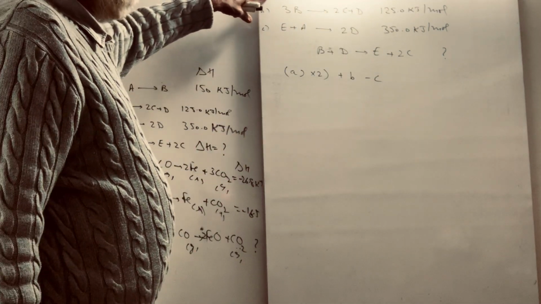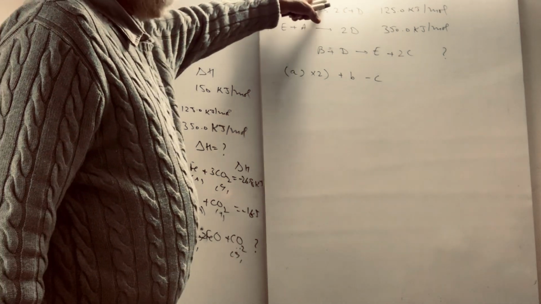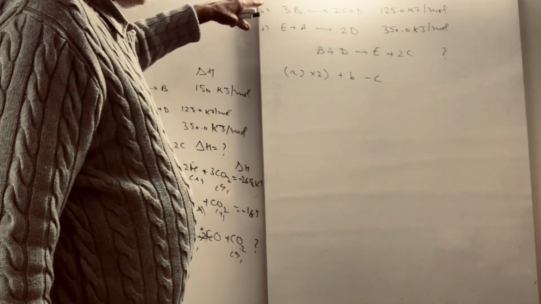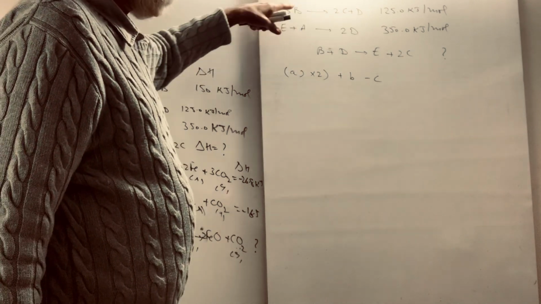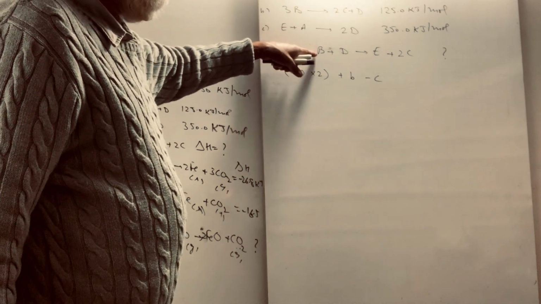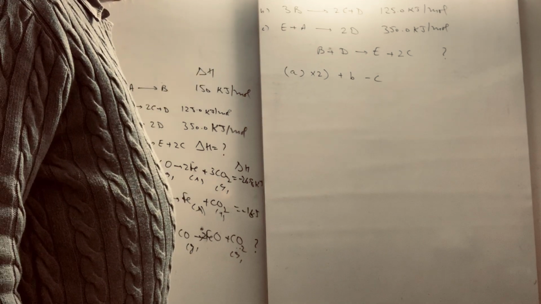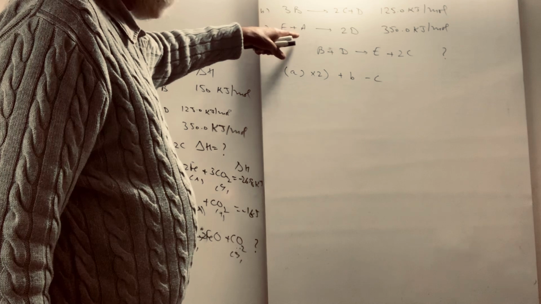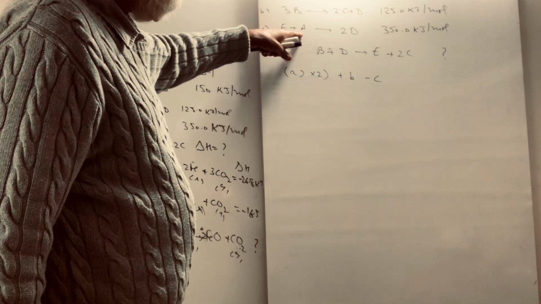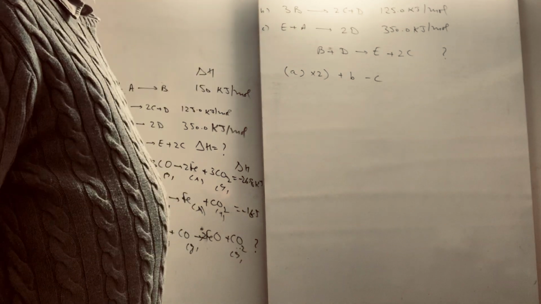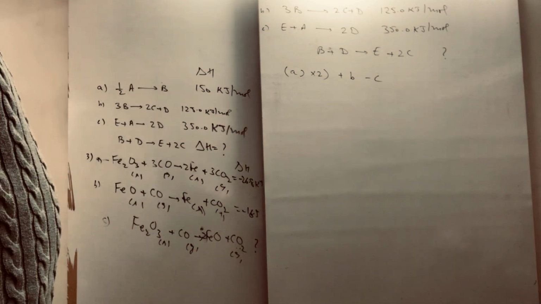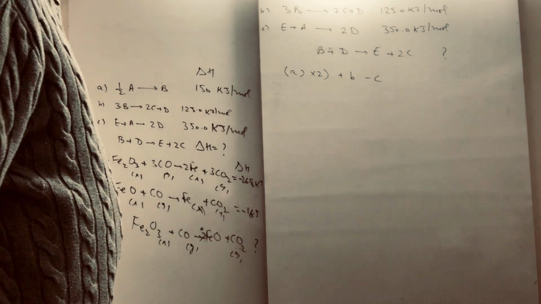Just see, half A into 2 will be A, and this is equal to 2B. Then when you are adding them, 2B on the product side and 3B on the reactant side, we will be left with B only. This is becoming minus here, so naturally we are left with B. Then here it is A and here it is minus A, so A is cancelled.